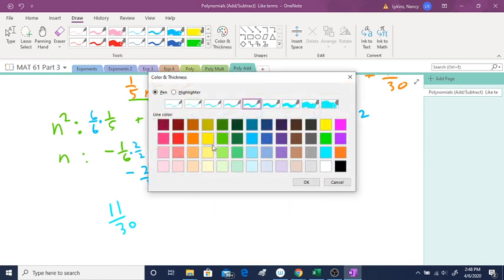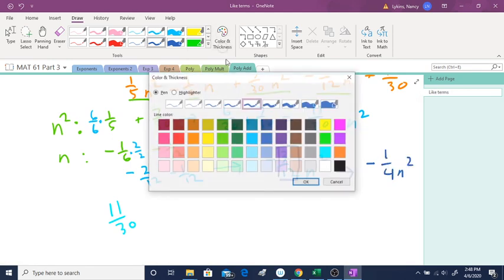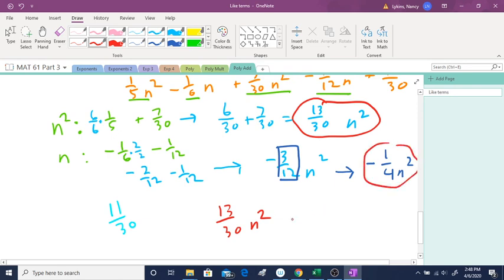Now notice one thing before I conclude this lesson. Let's take a look at your 3/12. That can reduce to 1/4, or in this case, negative 1/4 n. So my final result is right here. 13/30 n squared minus 1/4 n. That should be n, not n squared. And then finally my 11/30.